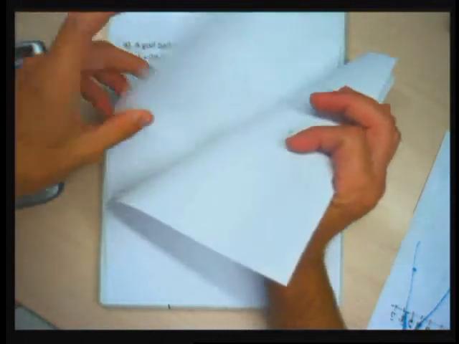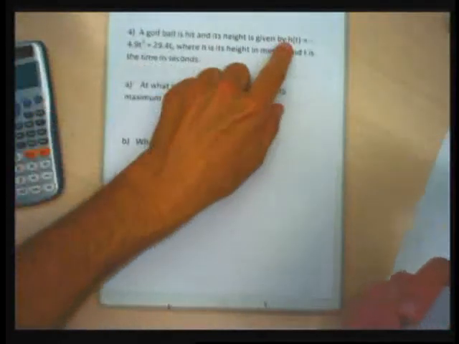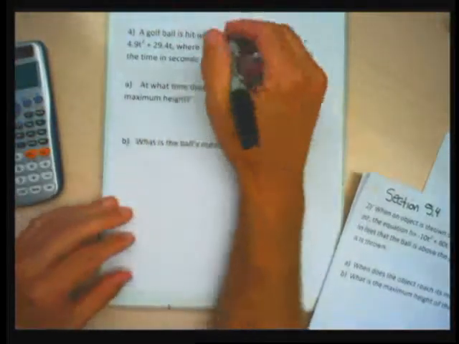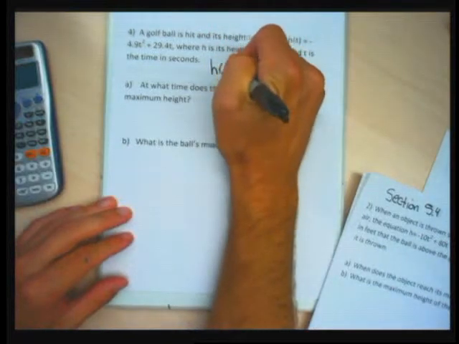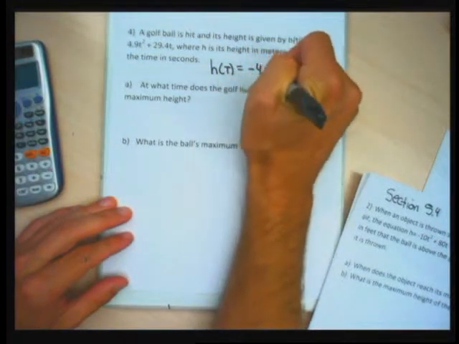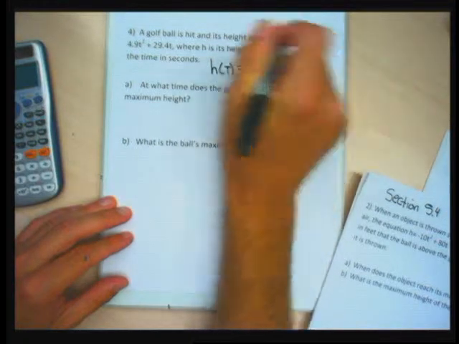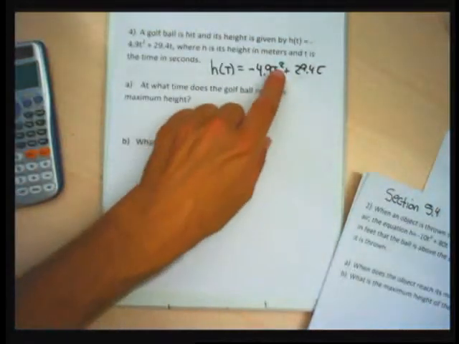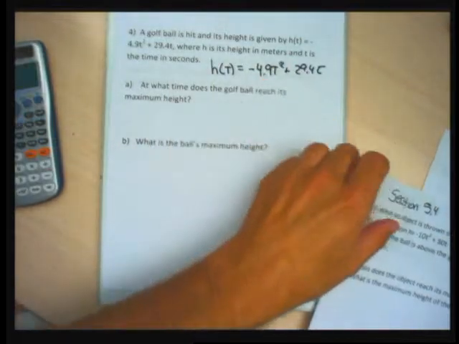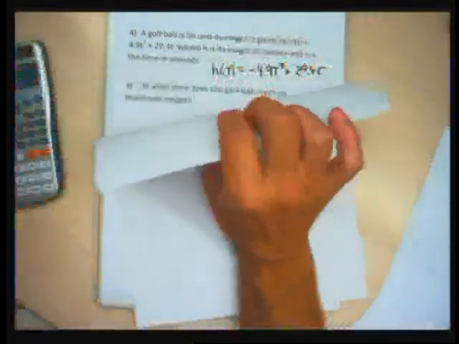In problem 4, it's a similar kind of question. The equation should be negative 4.9 t squared plus 29.4 t. Again, I know that's going to be a parabola because the highest exponent is a squared. I'm using different letters because the letters have some meaning in this problem.